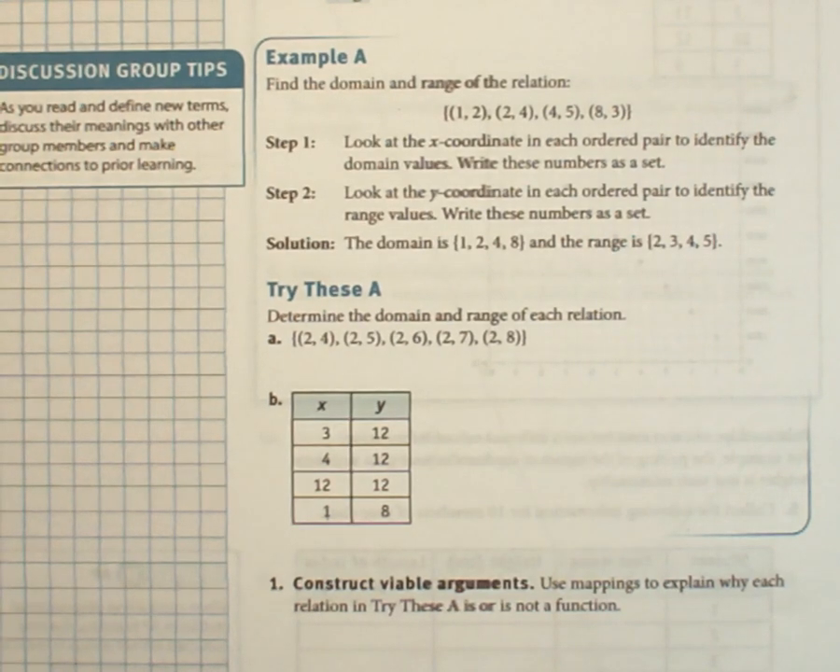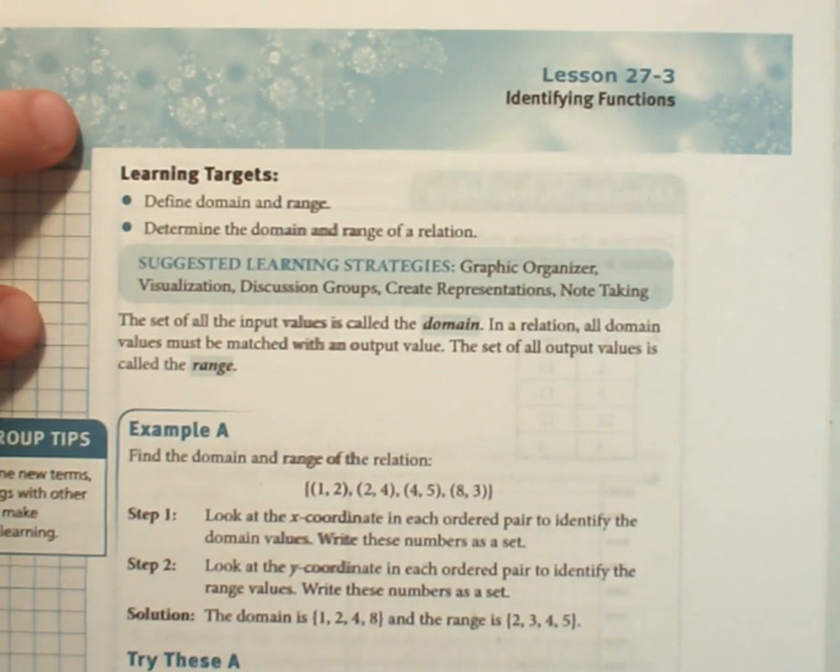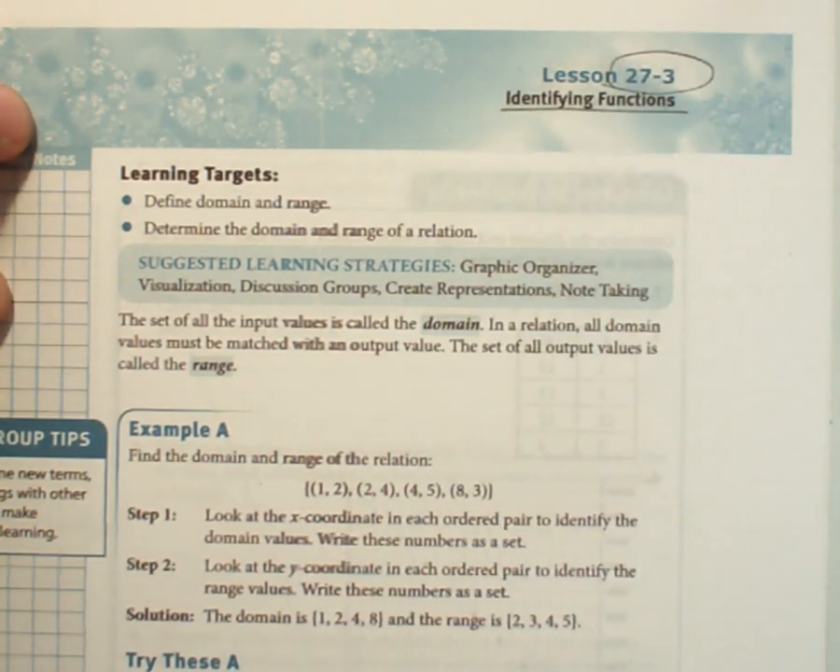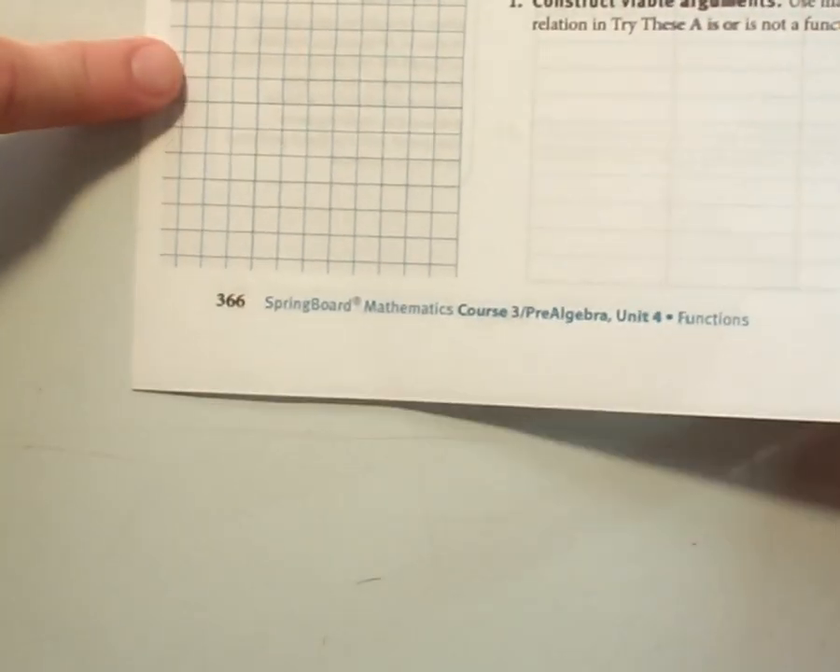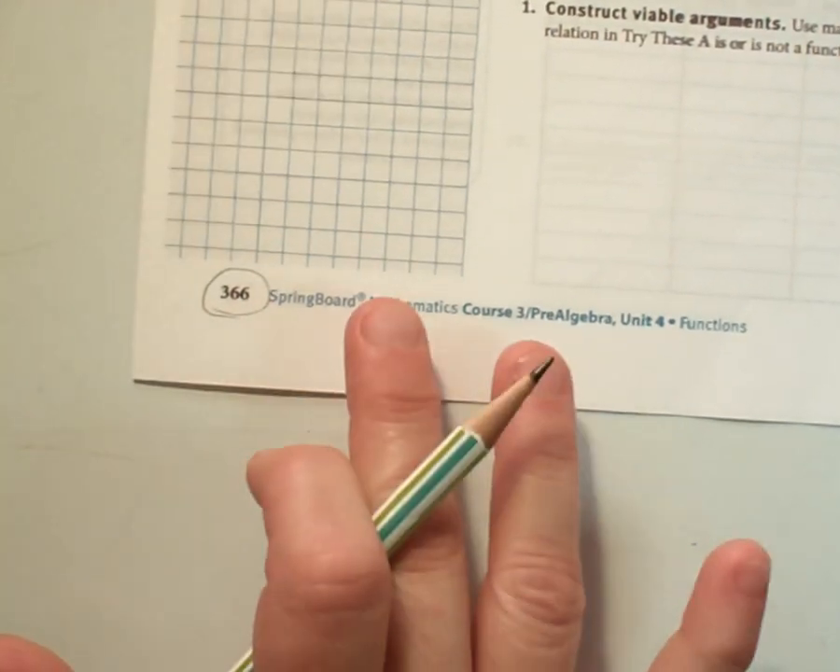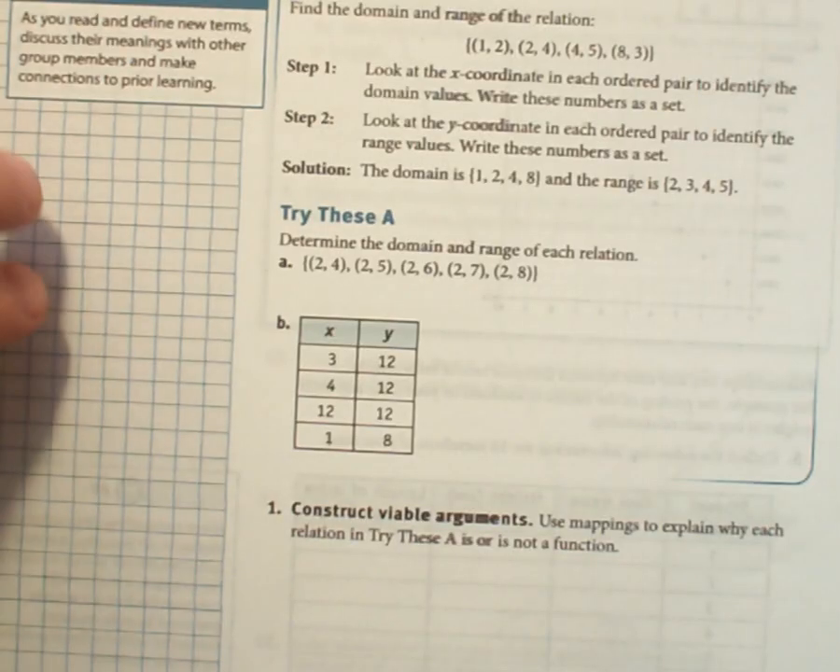Hi everybody, this is our lesson for today. We are doing lesson 27-3, Identifying Functions, and that is on page 366 in your book. So please pause the video, get out your book, open it to page 366. Let's get started.